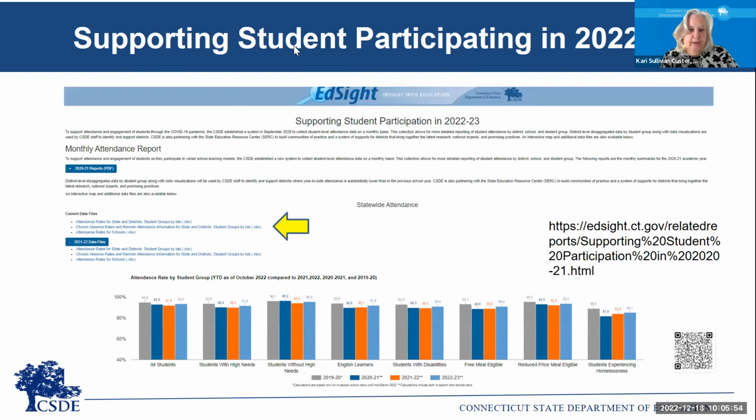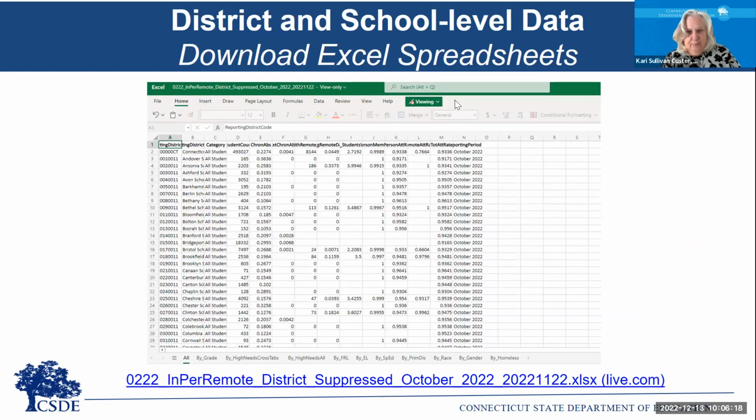This slide will show you how to get to these monthly data reports on EdSite. When you get to the supporting student participation page, you can download the Excel spreadsheets where this yellow arrow is. There are spreadsheets there that will show you lots of data. If you go to the next slide, I'll show you what it will look like when you download the spreadsheet. It's not pretty, but if you are a data geek like I am, you would get excited about this.